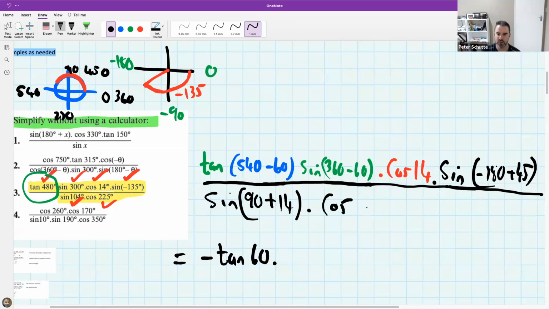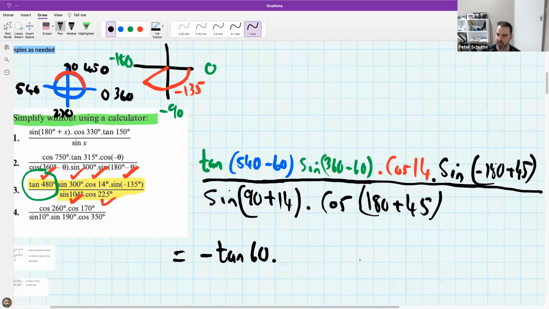And then for the cos of 225, I was thinking I could write that as 180 plus 45. Now I still have to do my reductions, but give me a thumbs up if you follow. I know the most difficult ones here are that one and that one. And there are other ways of doing it.